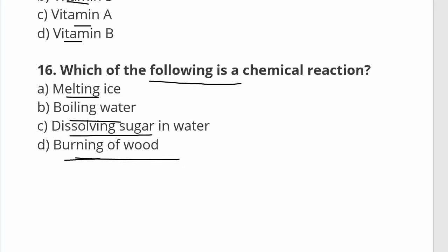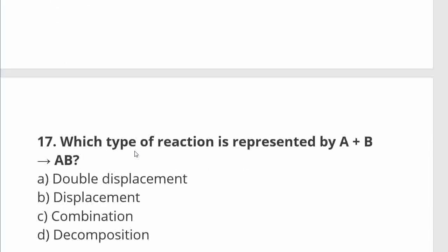Burning wood involves a chemical reaction where new substances such as carbon dioxide, water vapor, and ash are formed, releasing energy as heat and light. Now the next question.